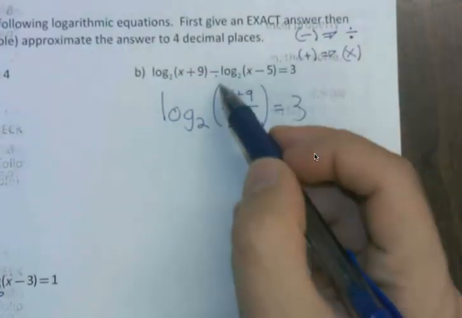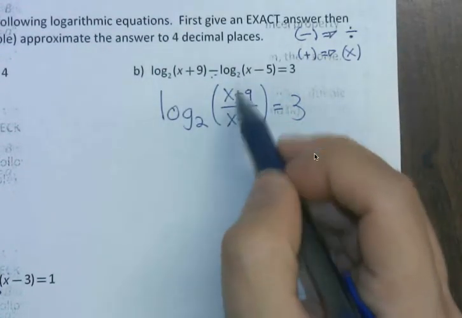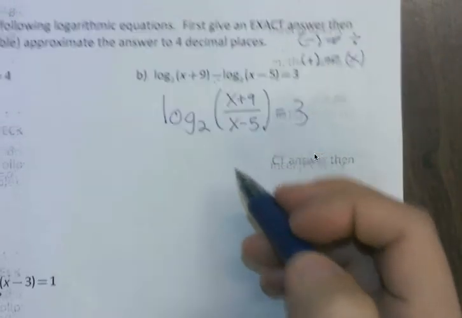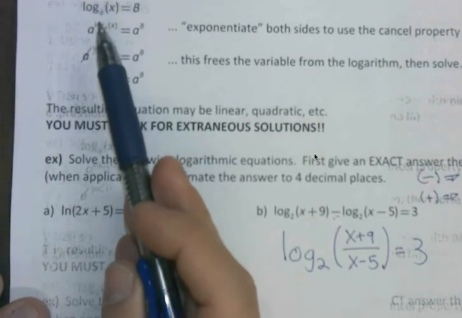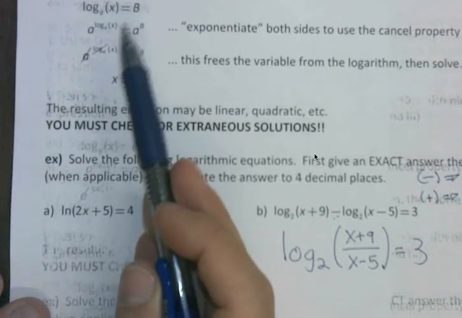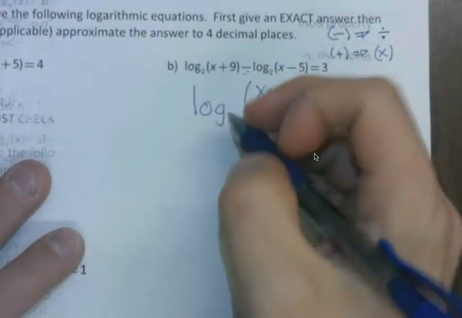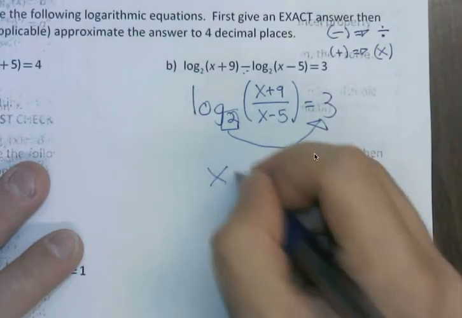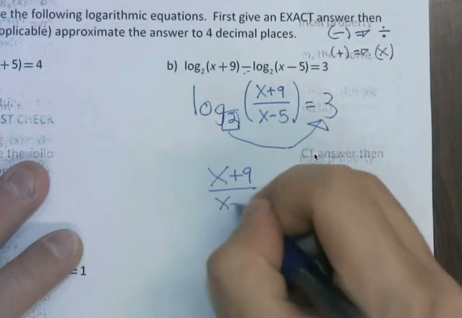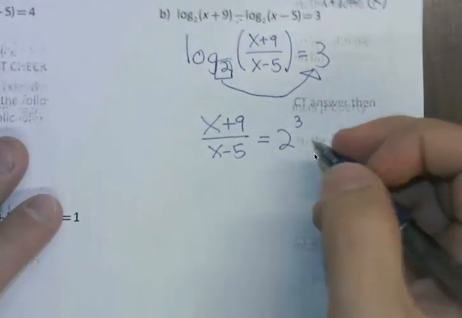So notice what I did here. I was subtracting the 2 logs with the same base. I'm allowed to rewrite this as a quotient. Well, if we look back up here, this is saying if we have a log on its own and it's equal to some number, we can go to exponential form. So let's do that. The whole goal is that we want to break away from the logs. So if we take this 2, throw it over here, x plus 9 over x minus 5 is equal to 2 cubed. So this is really 8.